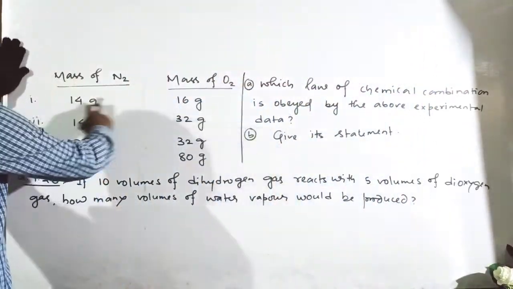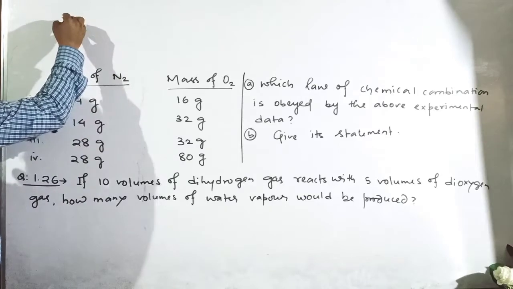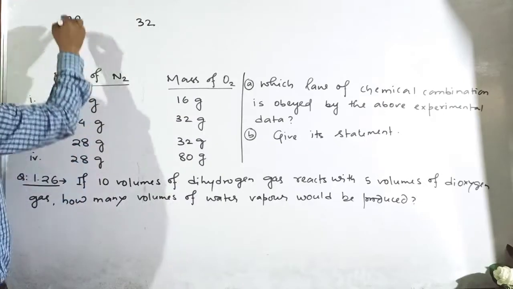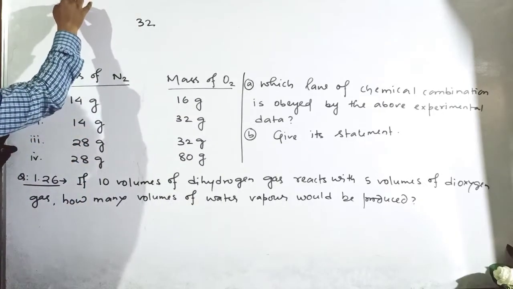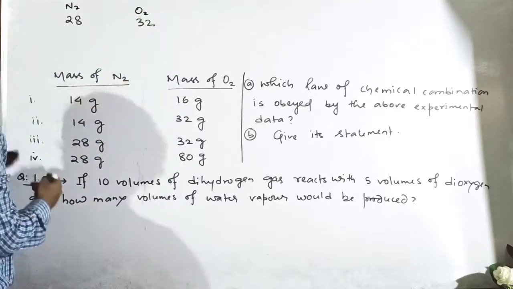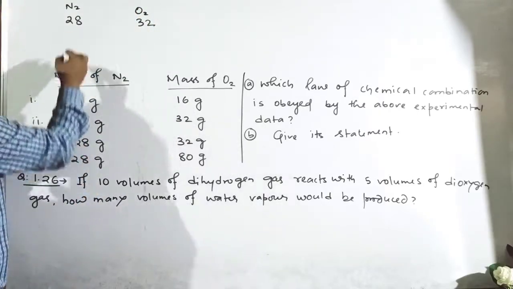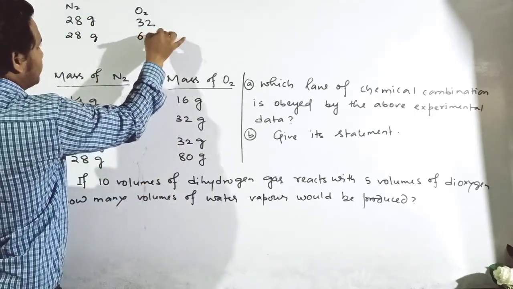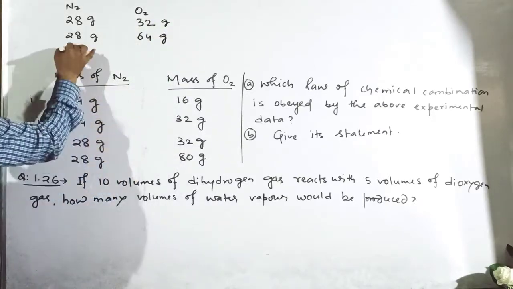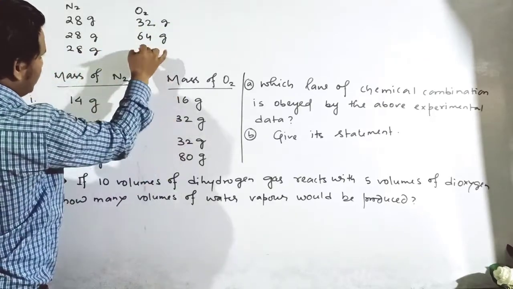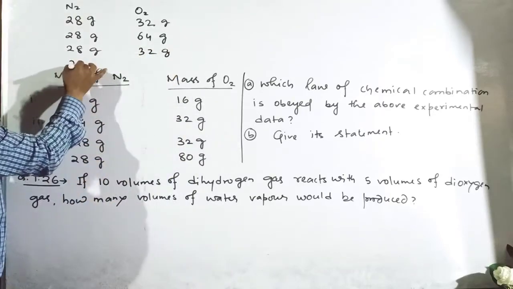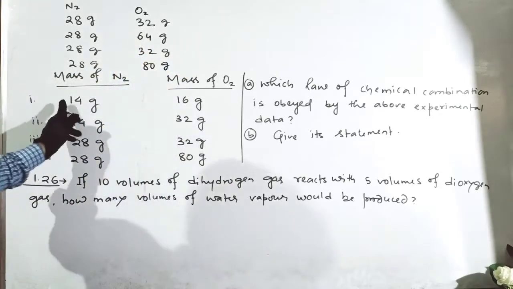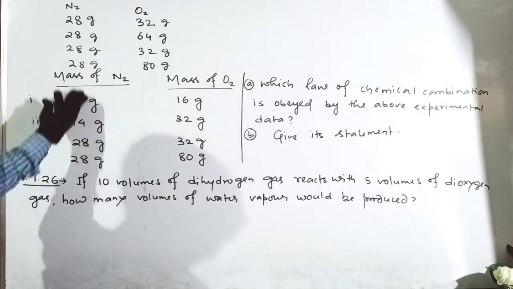See, if we multiply it by 2, what will happen? This will be 28, this will be 32. This is dinitrogen, this is dioxygen. If we multiply by 2 again, this is also 28 gram, this will be 64 gram. This is 28, remains same, 32, 28, this is 80. So see, we are multiplying by 2 to make the mass of one element the same.